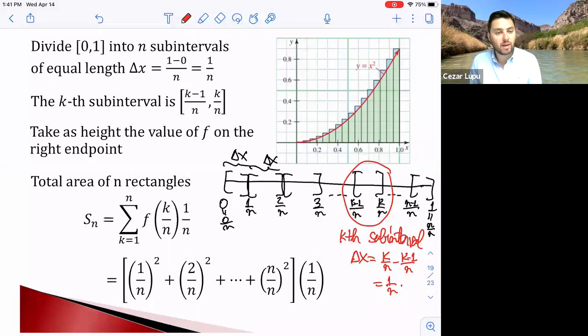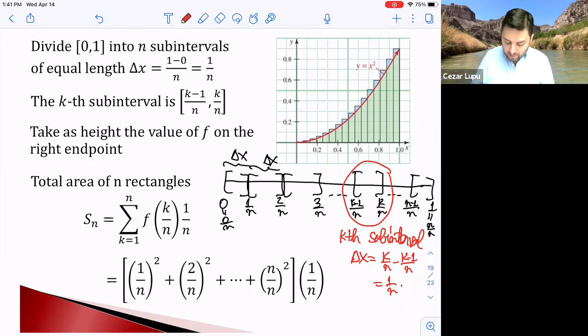So by doing the same thing, by taking as height the value of f on the right endpoints, right? Then guess what? The total area of each rectangle will be the height times the width. So the area of each rectangle is f of k over n times 1 over n, right? And we're going to sum up all of them. So that's what we're going to have. So we're going to have the total area of those n rectangles.